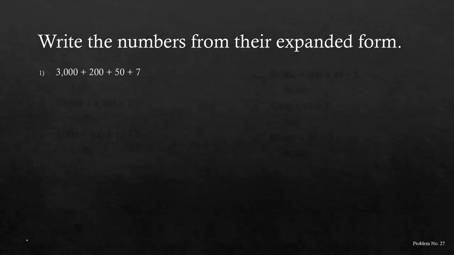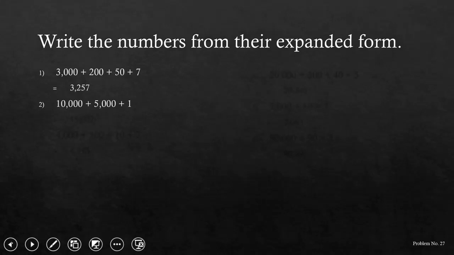Now 3257. So at thousands place there must be 3. At hundreds place there must be 2. At tens place there must be 5, and at units place there must be 7. So the number which we can create is 3257, that is 3,257. 10,000 plus 5,000 plus 7.